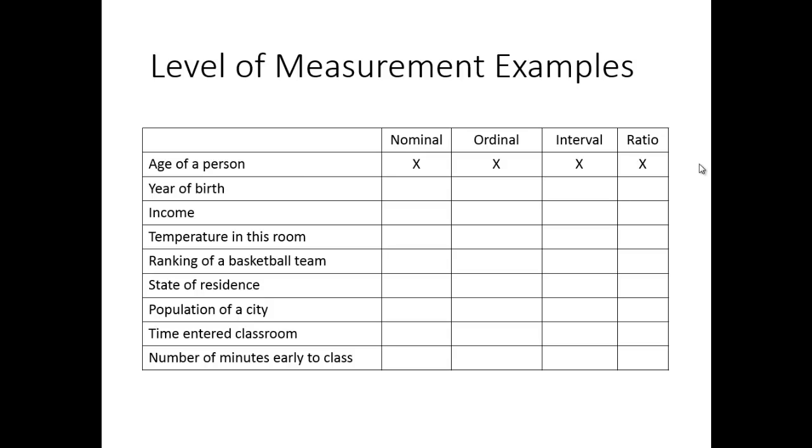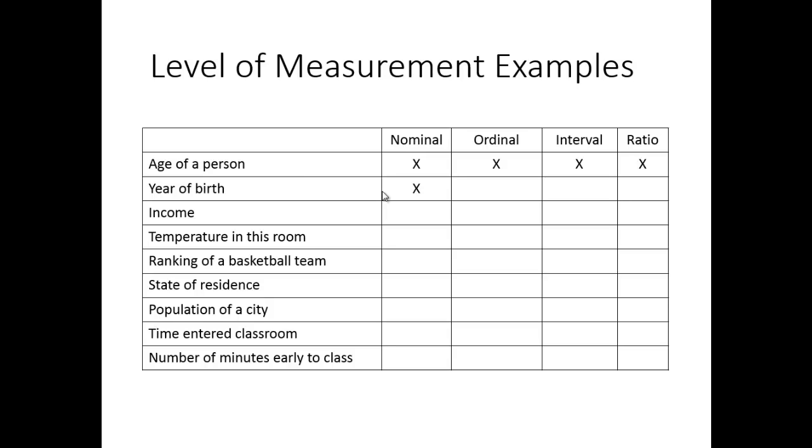We can contrast that with year of birth here in the next row. So again, this is going to be nominal. People born in 1958, people born in 2007, and so on. So everything in this chart is going to be nominal. Basically, any data you have at all can be nominal.